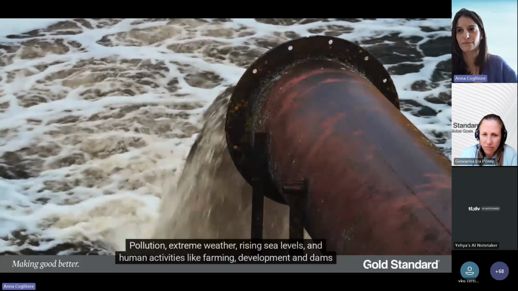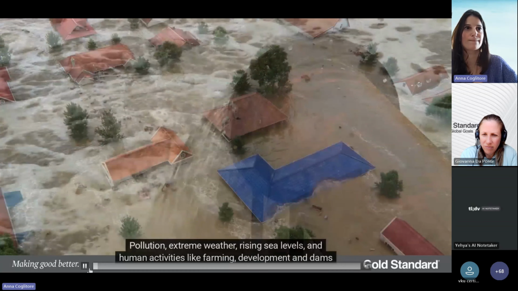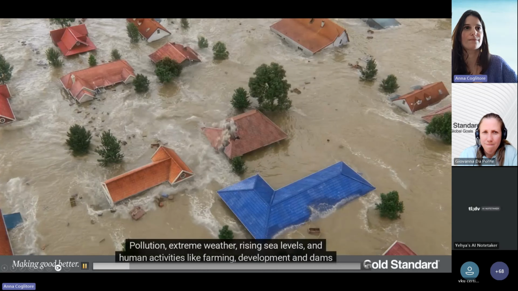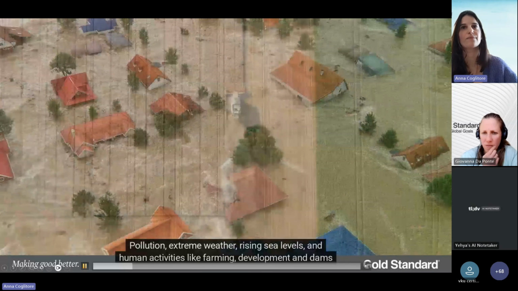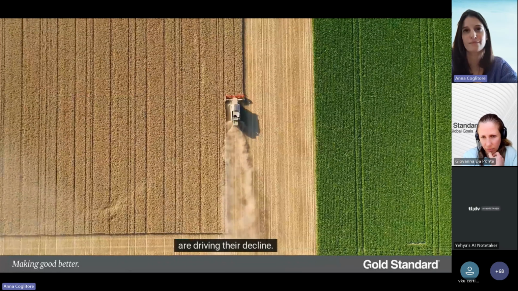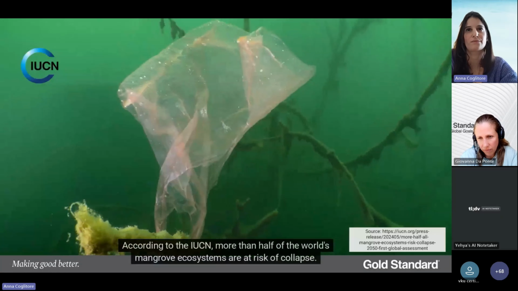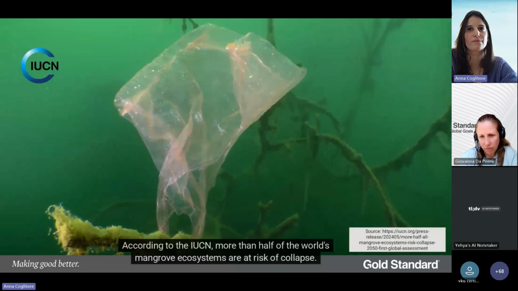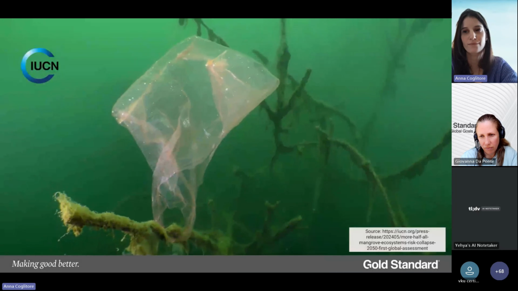Pollution, extreme weather, rising sea levels, and human activities like farming, development, and dams are driving their decline. According to the IUCN, more than half of the world's mangrove ecosystems are at risk of collapse.